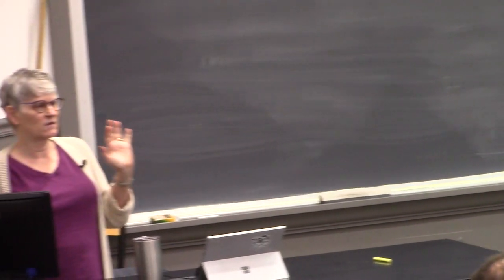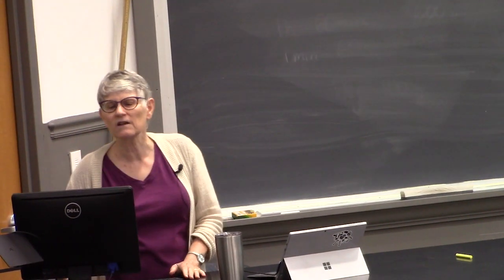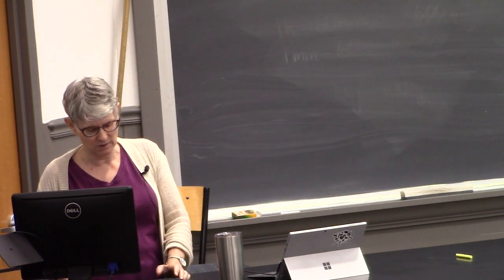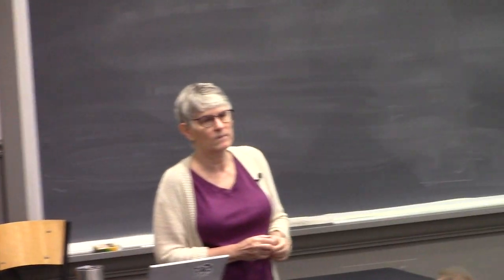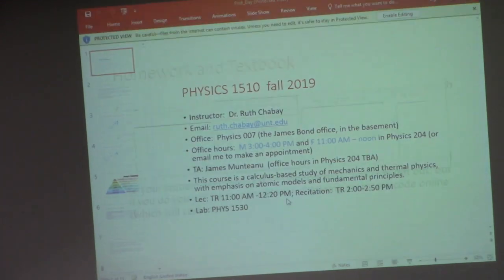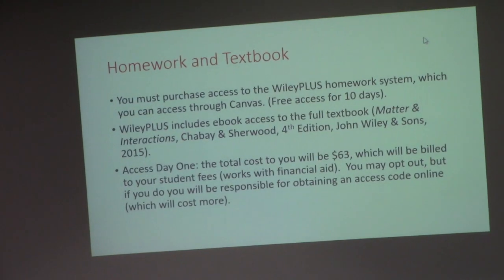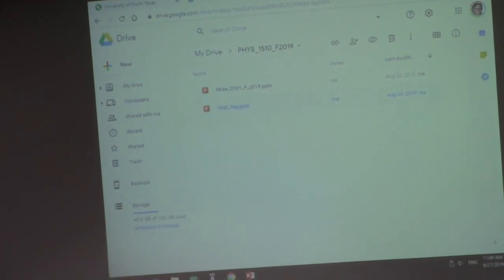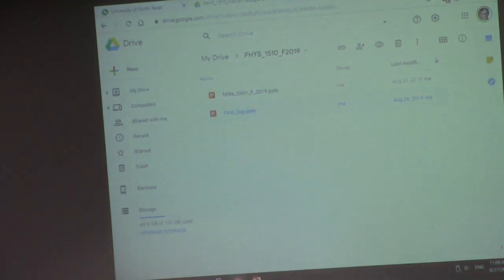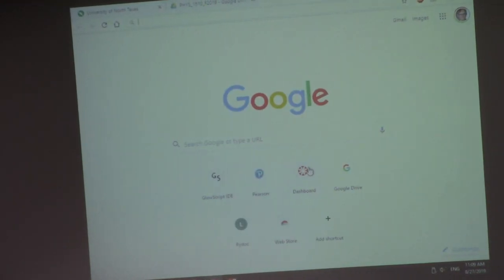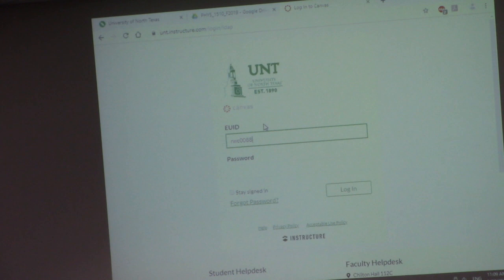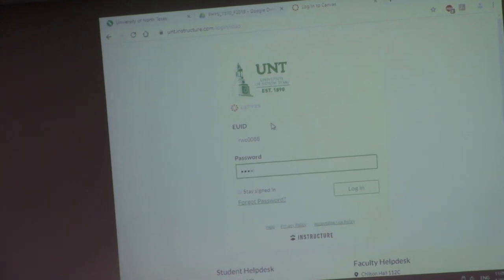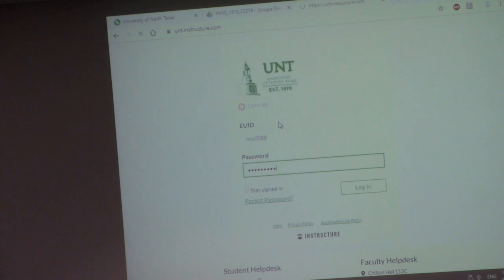Okay, all this information is in the syllabus. The syllabus is in Canvas. Homework and textbook. The textbook is called Matter and Interactions. And this course is part of Access Day 1, which is a program at UNT to make sure that everybody has what they need on the first day. So, Canvas.